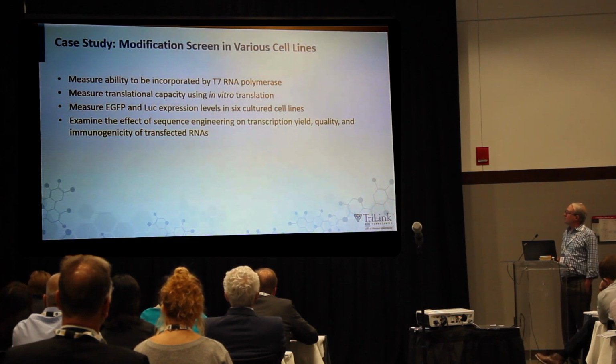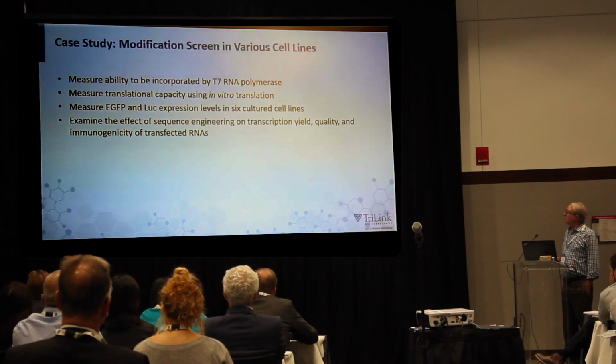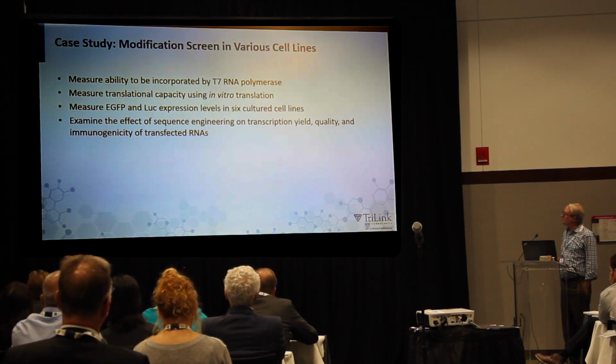So the first thing we did was to measure whether or not they could be incorporated with T7 polymerase, because if the polymerase won't take them, then it's not going to be very useful. And so that eliminated a bunch of NTPs. Then we measured their translational capacity in an in vitro translation system, and then in 6 different cultured cell lines.